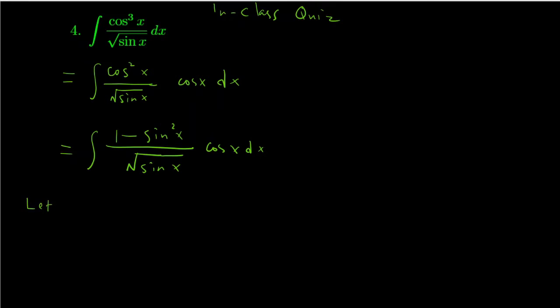After getting the function in the form we want, we are ready to do the substitution. We set u to be sine of x, and then we follow the routine. The differential of u is cos of x, since the derivative of sine of x is cos of x. Then we write everything in terms of u now.